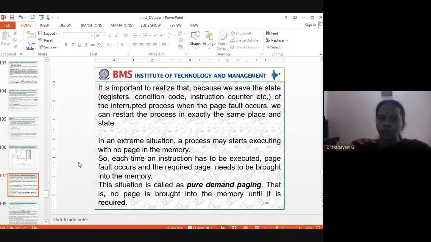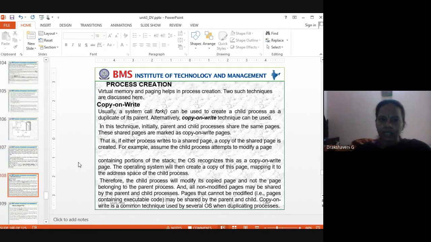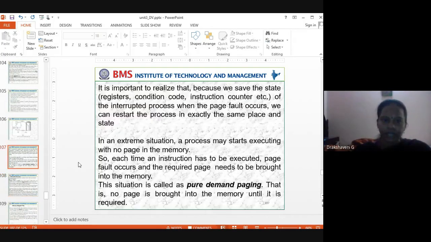It is important to realize, and I'll just complete this and stop, that in the next class we'll start with process creation. Because we save the state of the interrupted process when the page fault occurs, we can restart the process at exactly the same place and state.